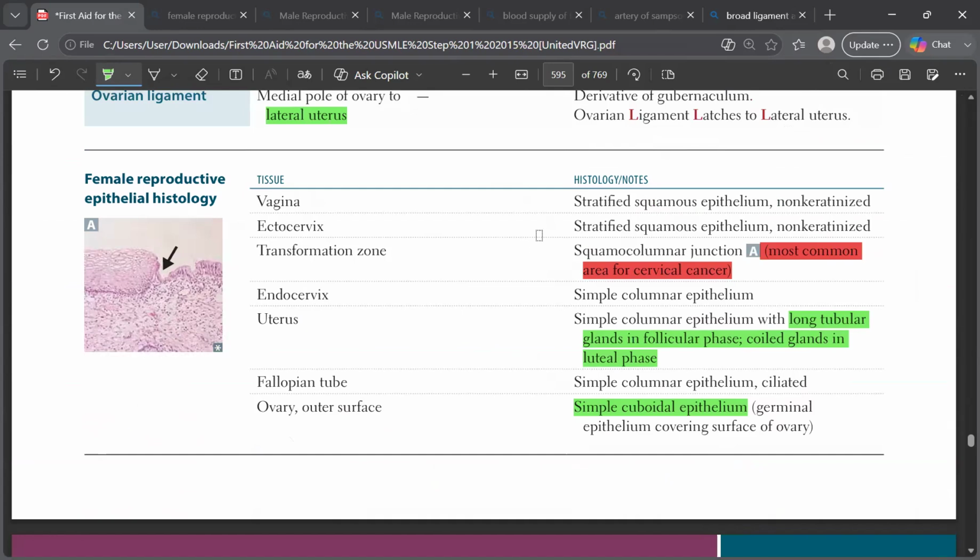That was histology. From bottom upwards, the vagina and the ectocervix are stratified squamous epithelium. Then there's a junction, and after the junction, the endocervix and the rest of the uterus and the fallopian tube are simple columnar epithelium, and the ovary is simple cuboidal epithelium, germinal epithelium covering the surface of the ovary.